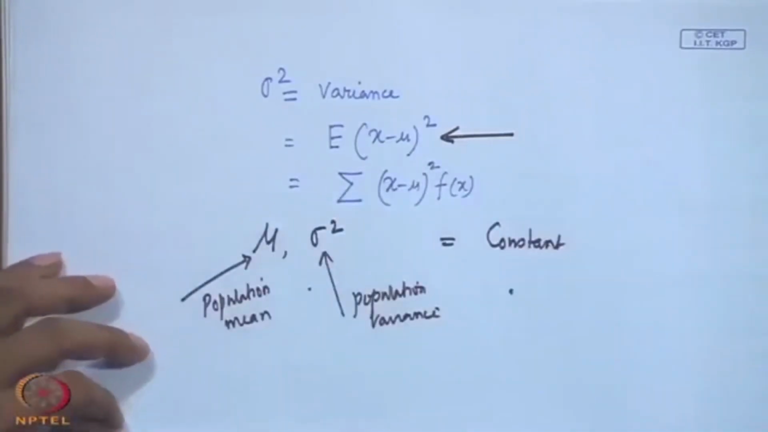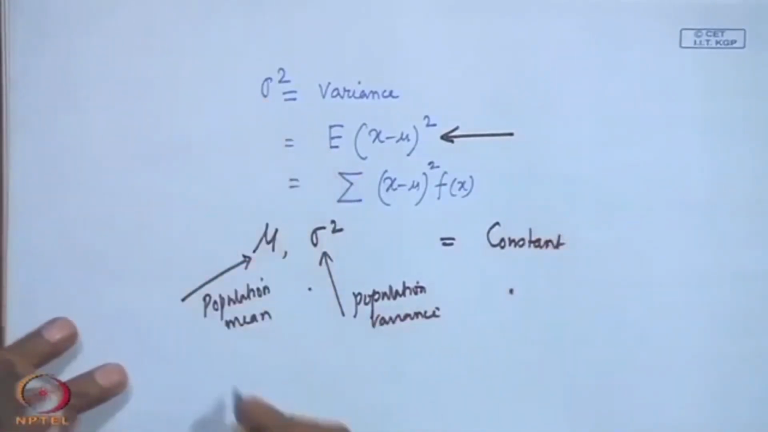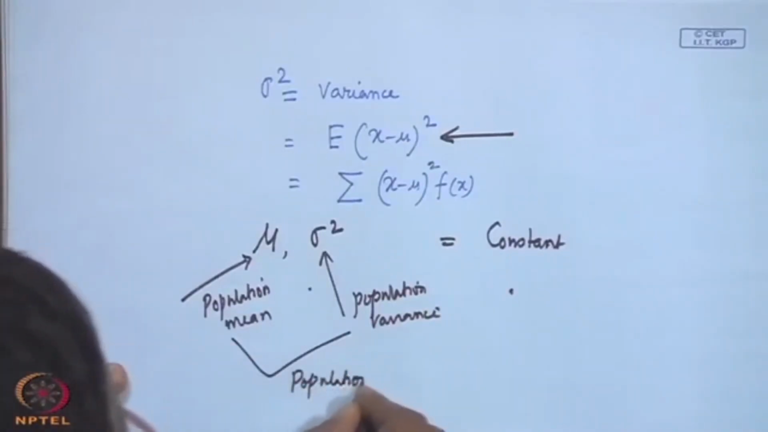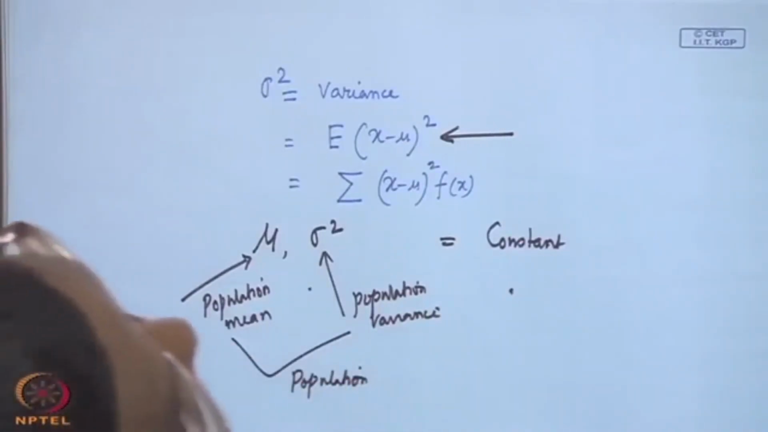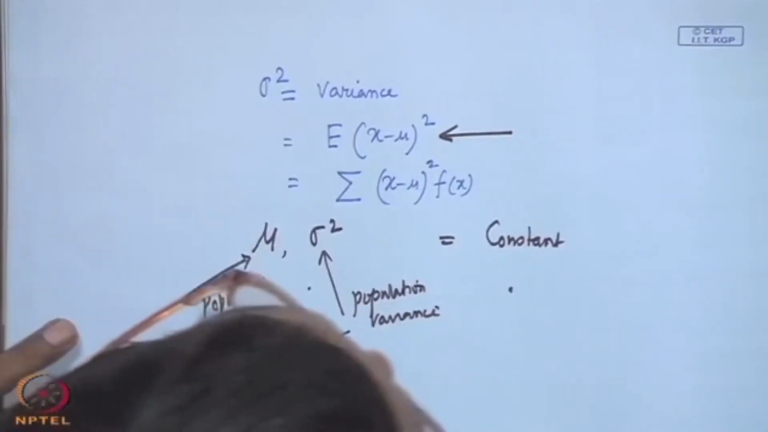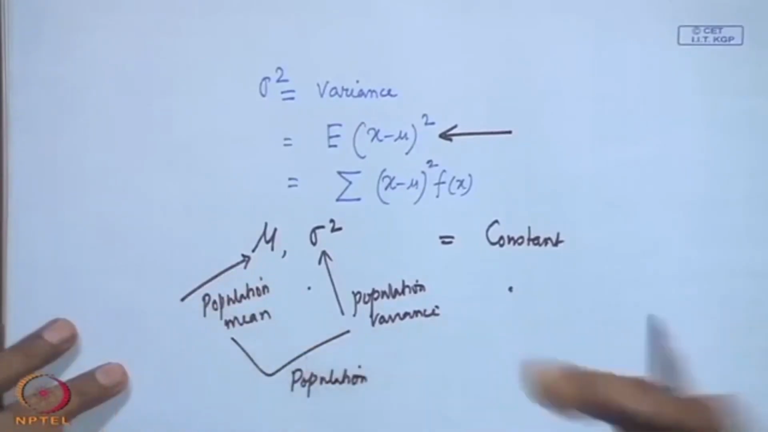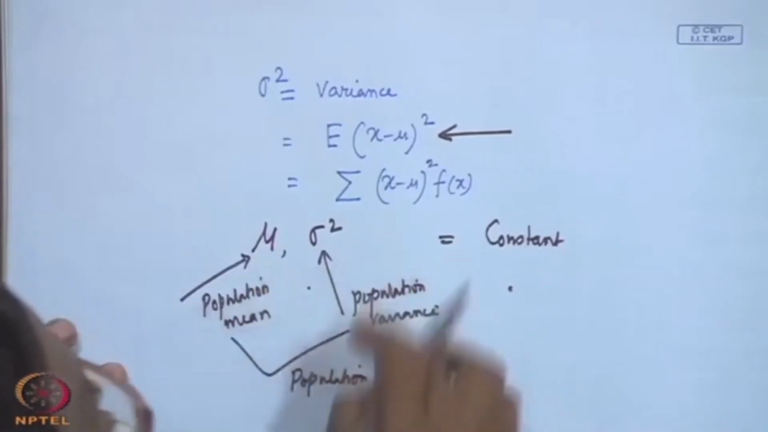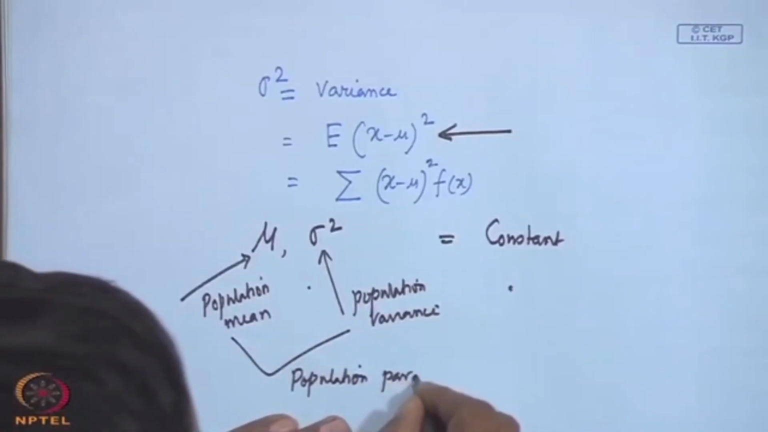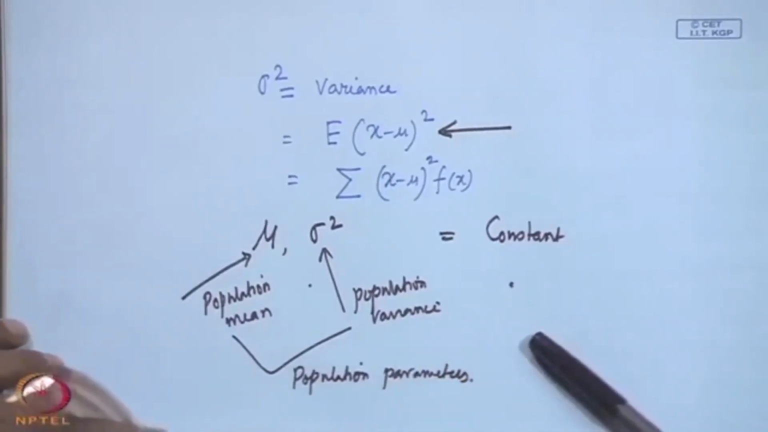If I say population parameter, now you can understand that these two are population parameters. By saying these two are population parameters, please do not consider that there are no other population parameters. These two are some of the population parameters. There are many, but the mean and the standard deviation or variance are population parameters. Why do we go for population parameters?